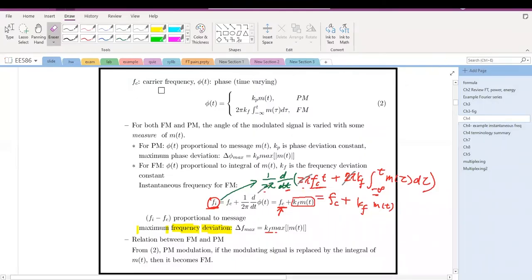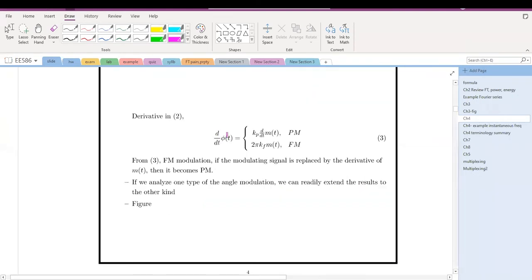In this video, we'll look at the waveform of FM and PM. Before we do that, let's look at the definition of PM and FM again. If we look at the PM, if I replace the message in this definition by the integral, we can see PM become FM.